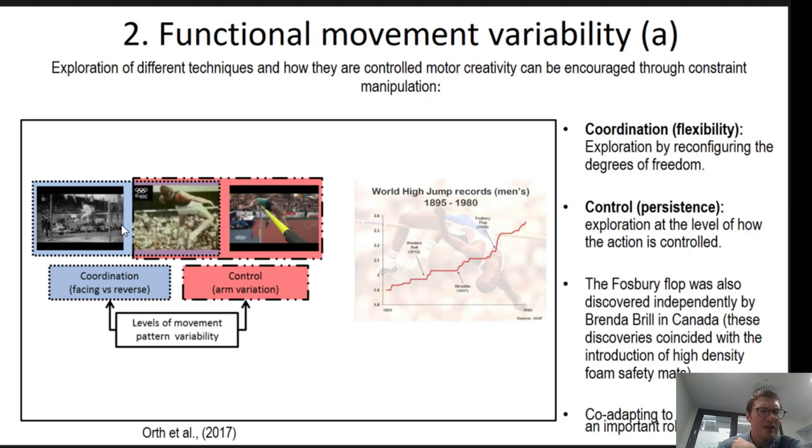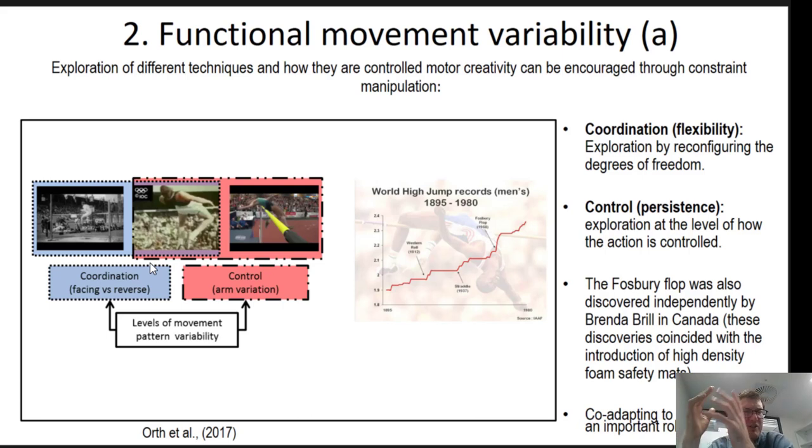So early on, if you landed on your back, it's not a functional technique because you can't train landing on your back, because you could kill yourself, right? You could really hurt yourself. So it would have been an original behavior, but not functional. Once they introduced these foam safety mats, it's now a functional behavior and something that people can explore and practice and improve on, and use to a point that they can use in a competition setting.